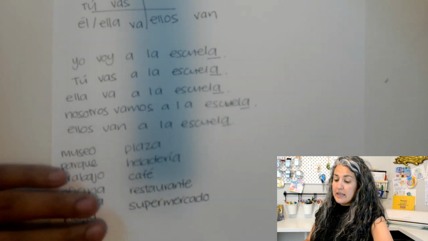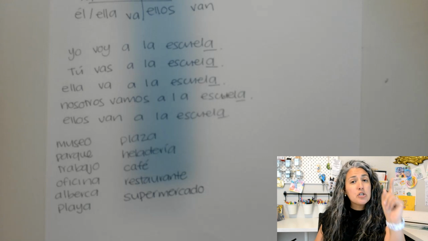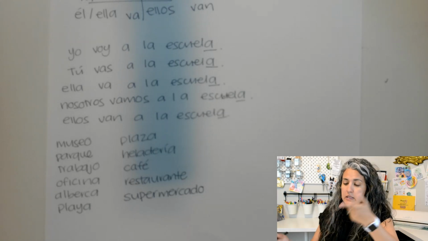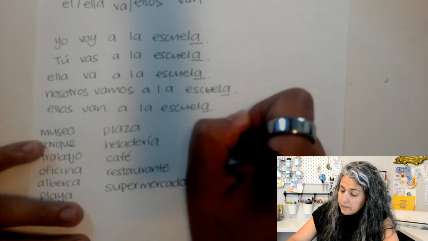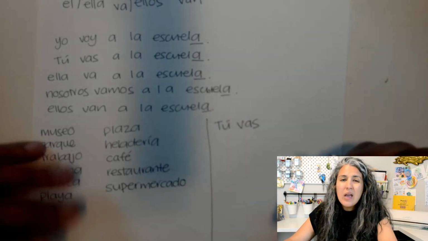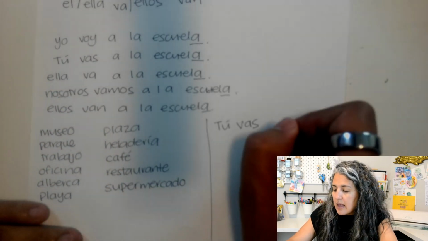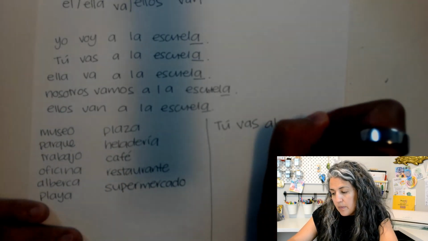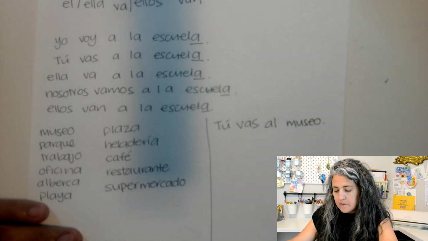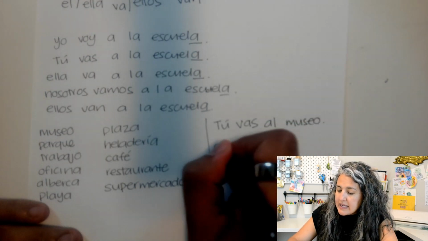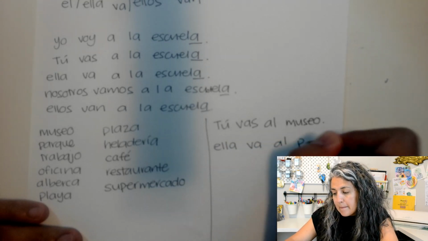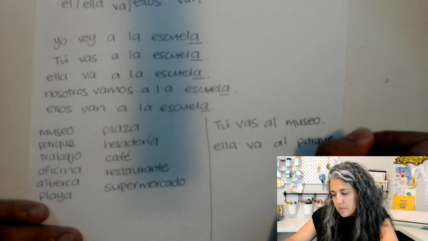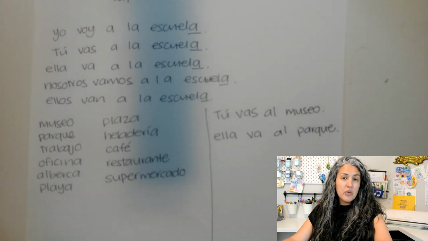Yes. So let's practice with some of the places we already have. I'll do one with each pronoun. Then you can practice after that. So we have tú vas. We'll just go in order because it's easier. Al museo. Ella va al parque. So in this case, they are both al.